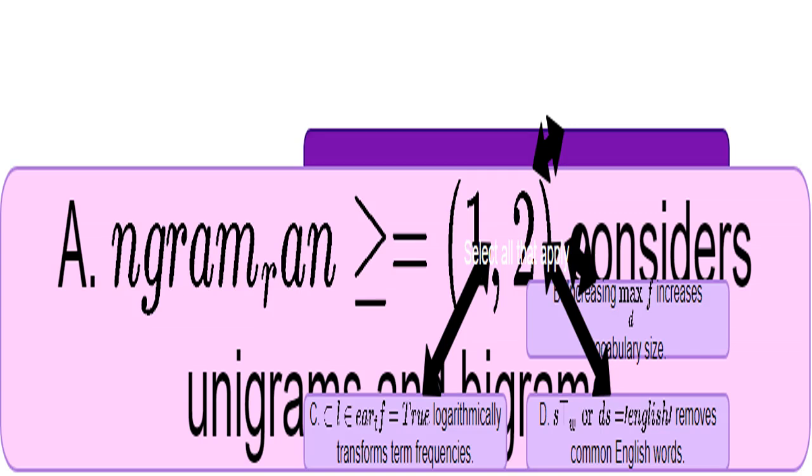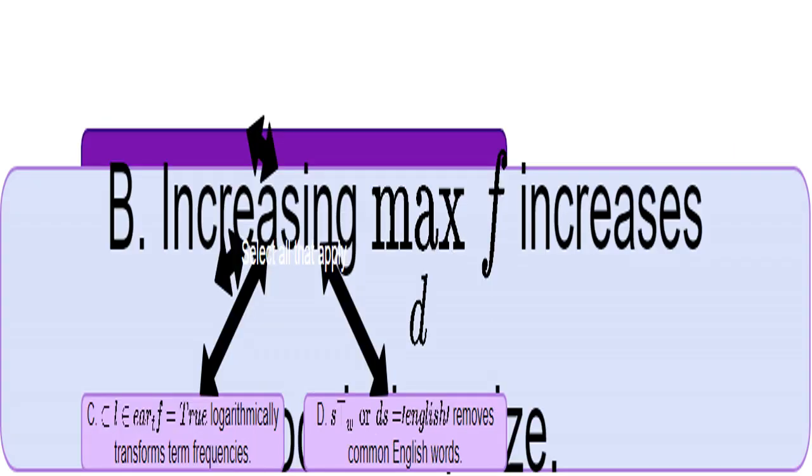This statement says that setting ngram_range to (1, 2) includes both single words, unigrams, and pairs of words, bigrams. For example, if your text is "This is great," unigrams are "This," "is," "great," and bigrams are "This is," "is great." This is absolutely correct.